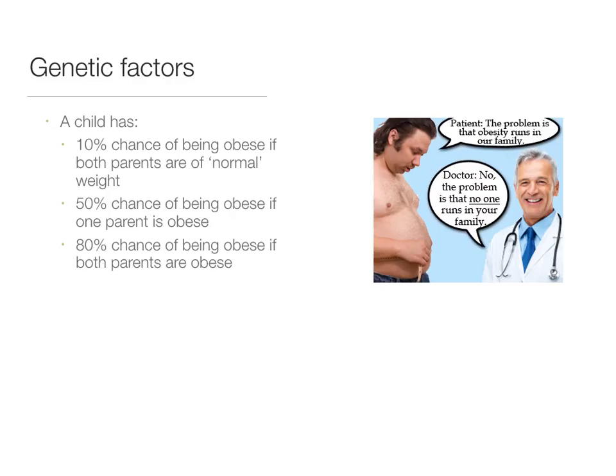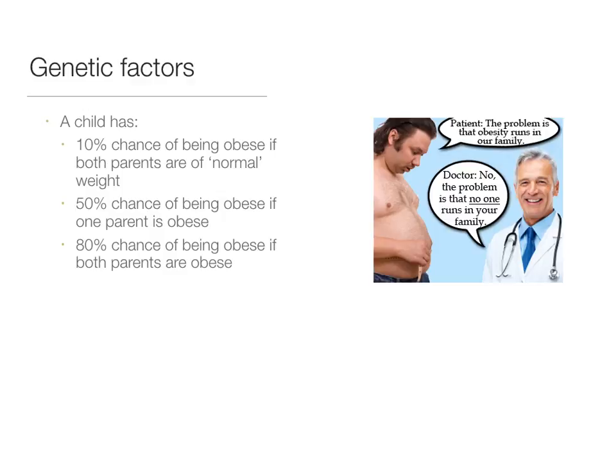With regards to genetic factors, a child has a 10% chance of becoming obese if both parents are of normal weight. This is a fairly low chance. The likelihood increases dramatically if one parent is obese. A child now has a 50% chance of becoming obese. And if both parents are obese, a child is born with an 80% likelihood of becoming obese.